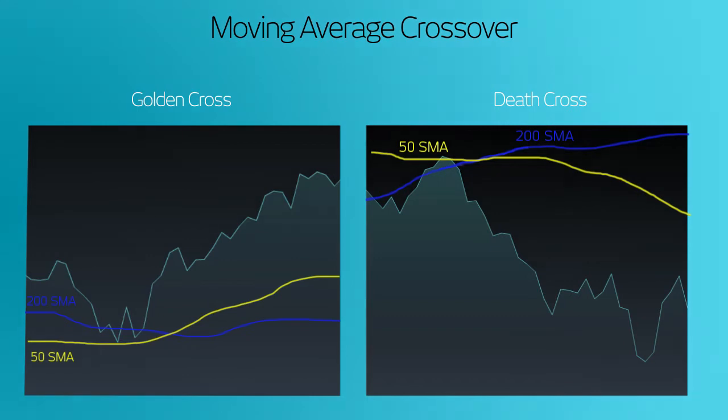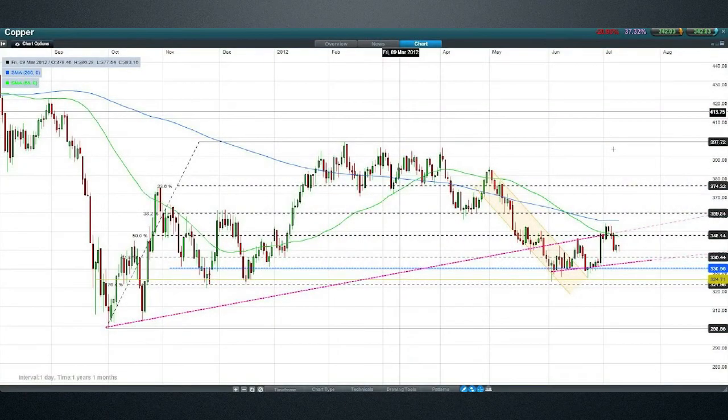So this is a copper chart we have here, which represents 1 year of trading, where every candlestick here represents 1 day of trading. And you can see that my blue line here is the 200-day moving average, and it's a simple one that I'm using in this instance.